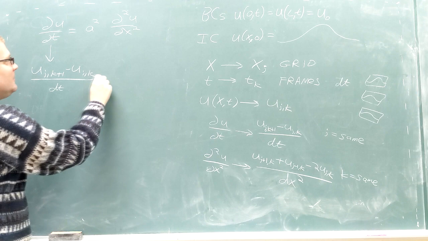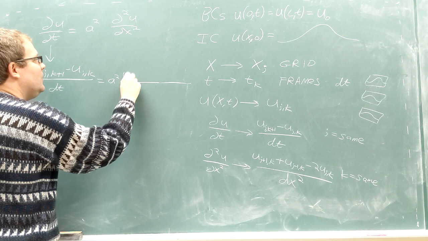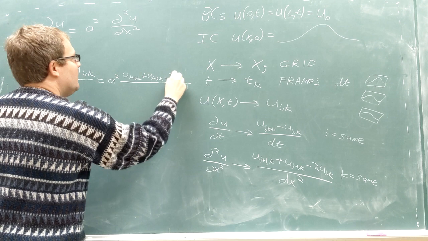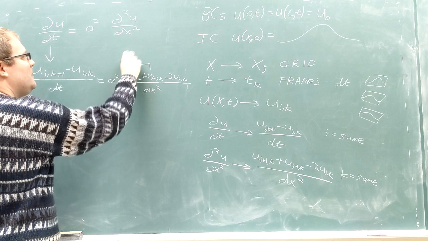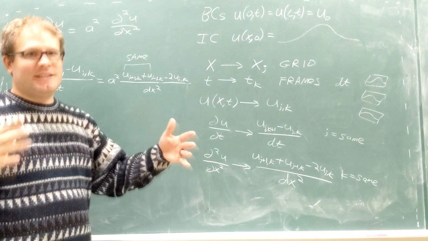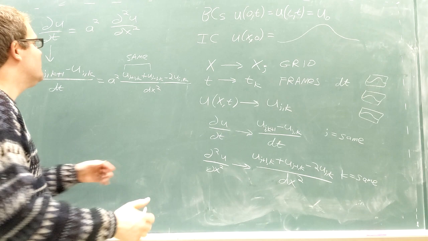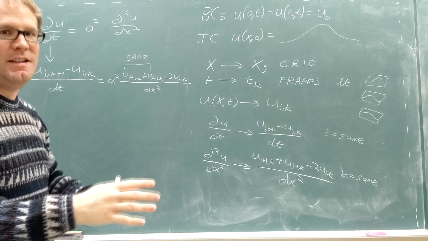Divide that by dt and equal a squared. Then I have this long piece up here: u j plus 1 k plus u j minus 1 k minus 2 u j k divided by dx squared. And now when we get into the thick of the algebra here, one important thing to keep in mind is that these two pieces always have to be treated the same, right? Because a step to the left and a step to the right is the same in the physical universe, right? Because I can just flip the axes around and I would have the same problem. So whatever I do to the u j plus 1, I also need to do to the u j minus 1. That's a feature you're going to see anytime you work with a difference equation.